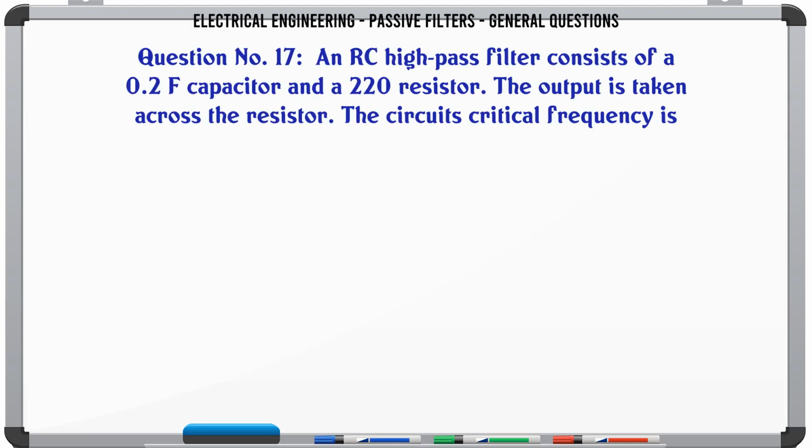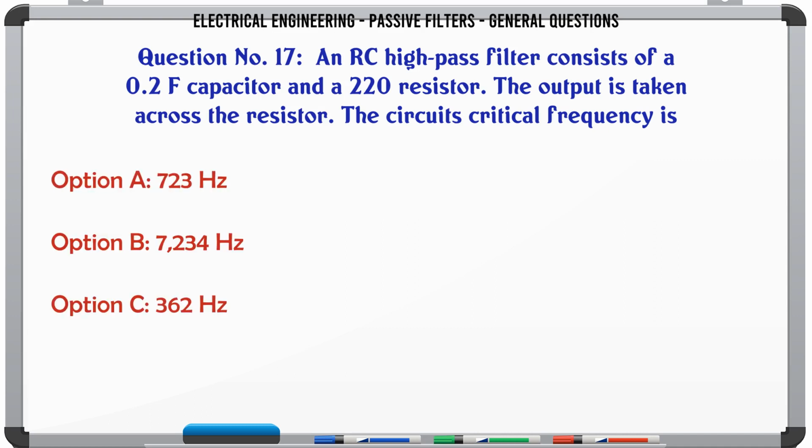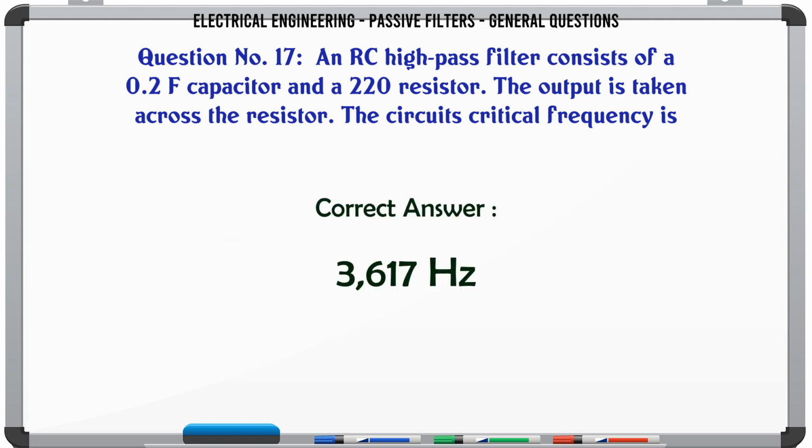An RC high-pass filter consists of a 0.2 µF capacitor and a 220 Ω resistor. The output is taken across the resistor. The circuit's critical frequency is: A, 723 Hz; B, 234 Hz; C, 362 Hz; D, 617 Hz. The correct answer is 617 Hz.